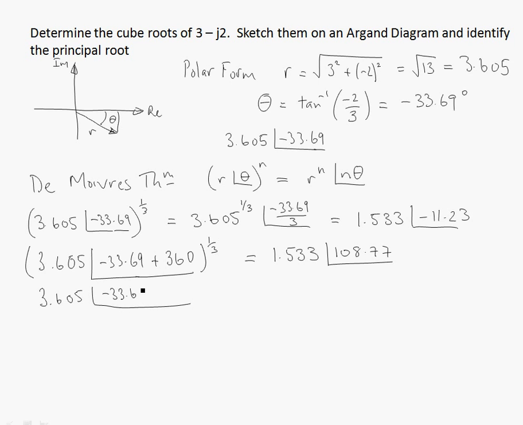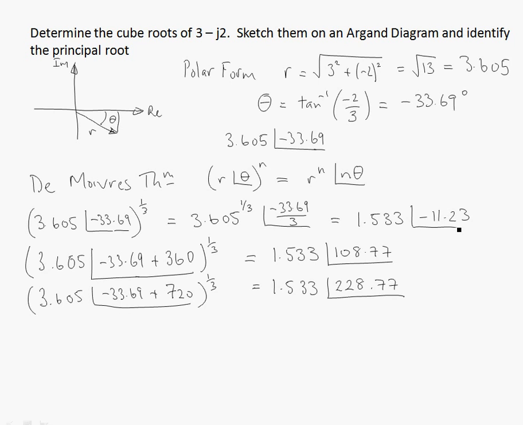And similarly, the next root will be minus 33.69 plus 720, plus 2 full revolutions. And if we do that, it will be 1.533 again, because we've got exactly the same magnitude that we'll find the cube root of, but the argument will then be another 120 degrees on that, or 240 degrees on the first thing. So that will give us 228.77. And if we found the next one and added another 120 degrees on, we get back to exactly the same values we had to start with.